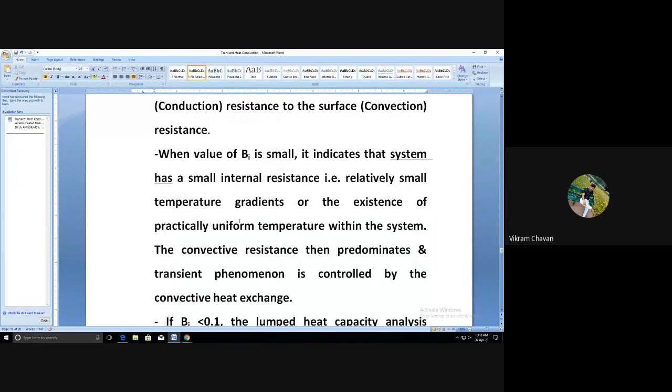The convective resistance then predominates, and the transient phenomenon is controlled by the convective heat exchange.